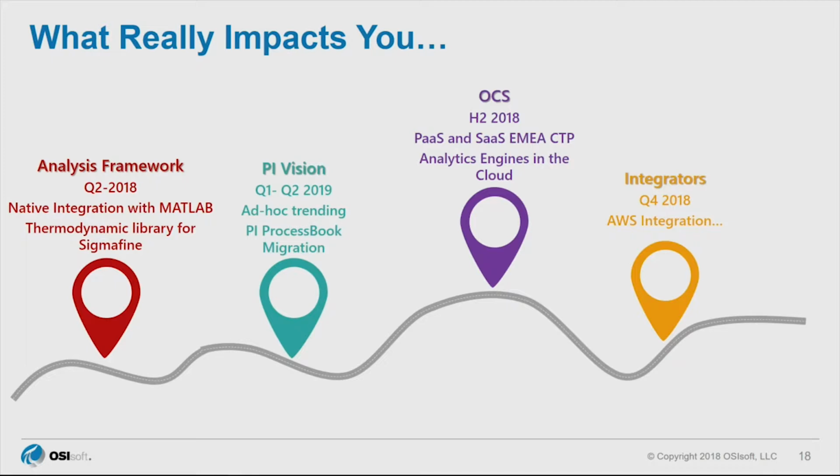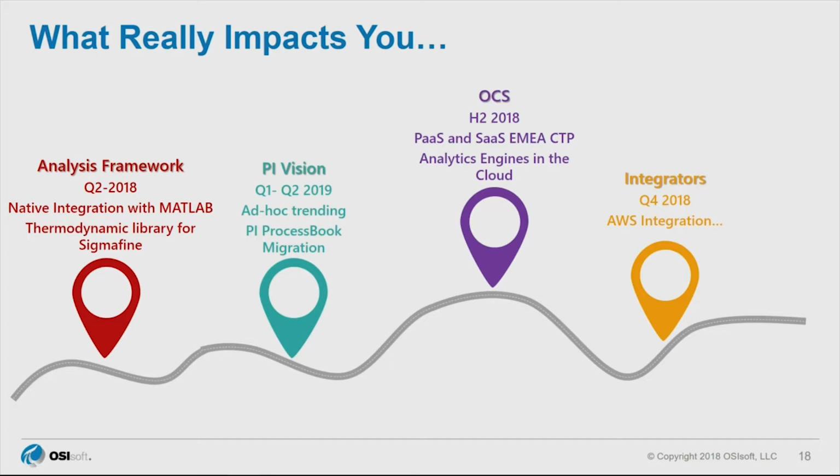PI Vision, we are focusing on making the usability more ad hoc and better for you to help you convert from PI ProcessBook to PI Vision displays. And this is coming up within the next few months. In terms of cloud technologies, OCS stands for OSIsoft Cloud Services. Right now, we are running CTPs for software as a service for the PI System, and we are mainly focusing on partners that are doing data analytics in the cloud. So some partners are already using it, offering their solutions, and you can use their services to run some analytics on the cloud and get the results back into your PI System.